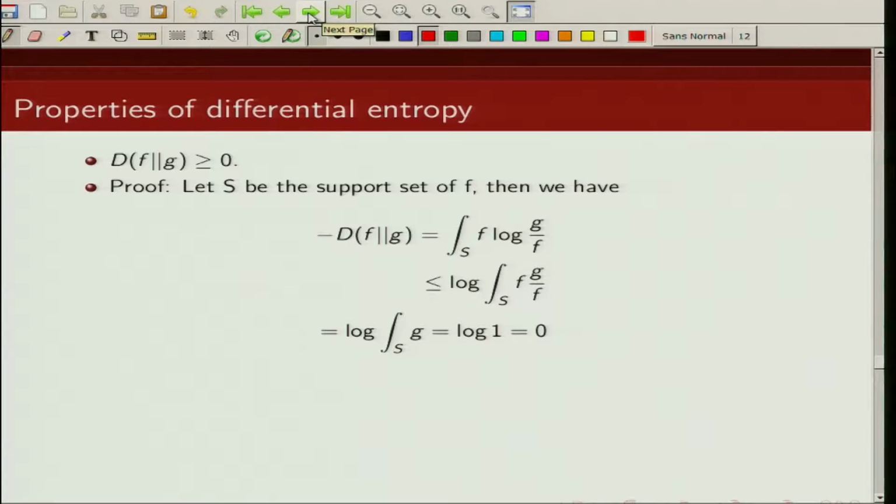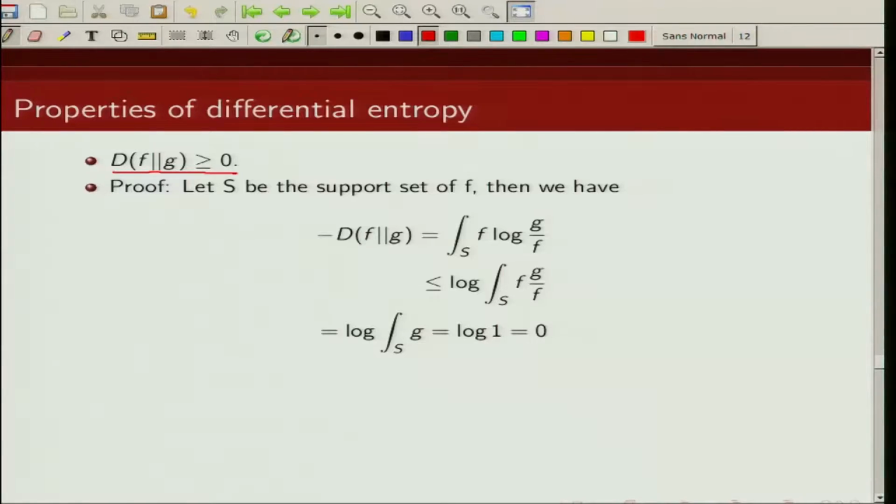Now similar to the discrete random variable case, here also the divergence is greater than or equal to 0. So divergence between two density functions f and g is greater than or equal to 0. Again we can prove it in a similar fashion. We take minus of divergence between f and g, which is given by this expression.